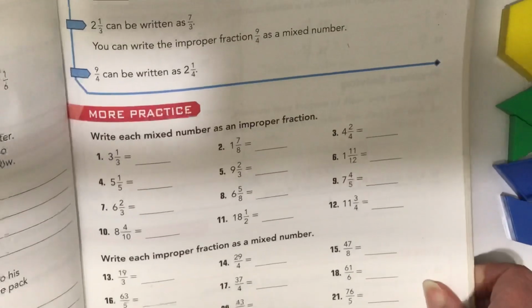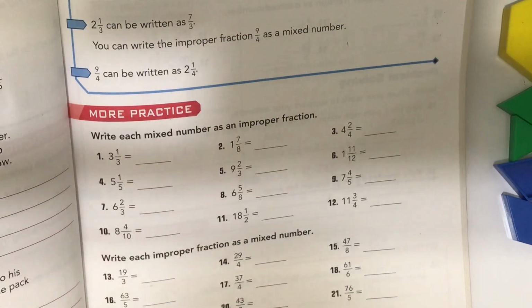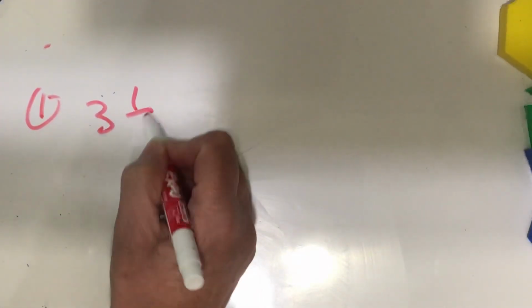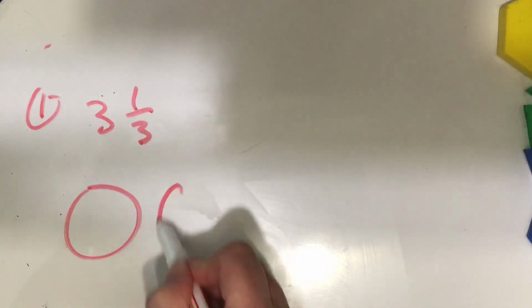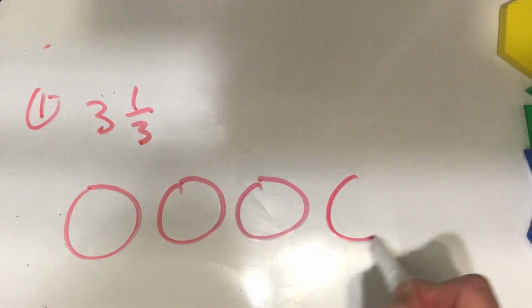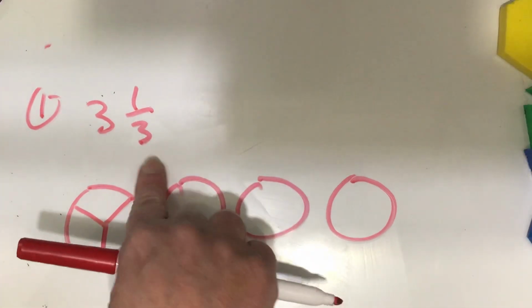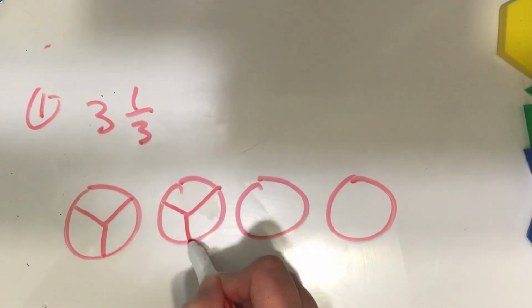Right, now, let's look in your workbook on page 173. You're only going to do the top 12, 1 through 12. You have to change each of these mixed numbers to an improper fraction. So the first one is 3 1/3. Now you are going to draw a model for each of these. So for number 1, it's 3 1/3. That means that you need to have 3 wholes. It's 1, 2, 3, but 3 1/3 is more than 3. So draw another one. Now we're going to divide each of these into thirds because that's my denominator. Thirds, so into thirds.